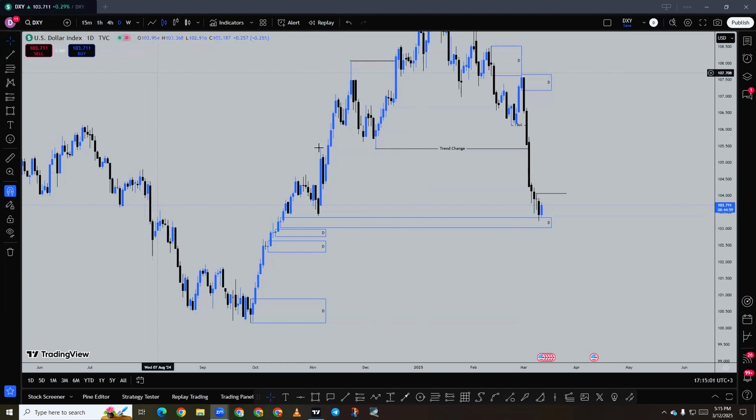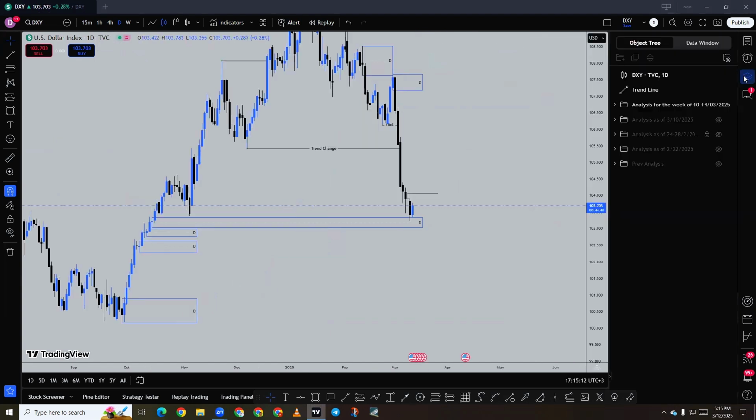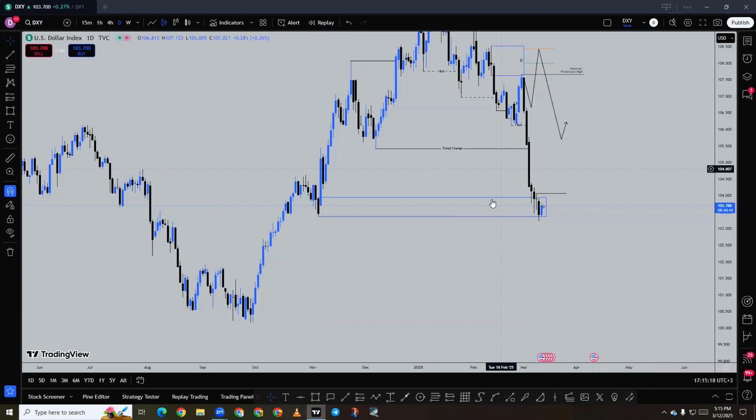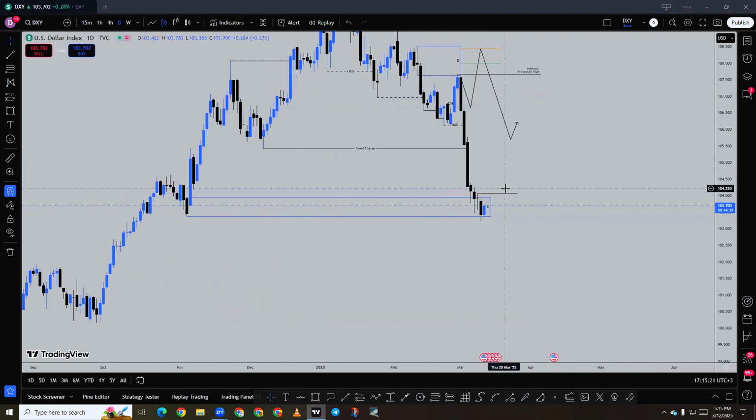This is the daily chart for the DXY. And as you can see, we did mention that we may see price reversing from this demand zone. That was last week's video. Before we go on, let's just look at that. So this was last week's analysis.